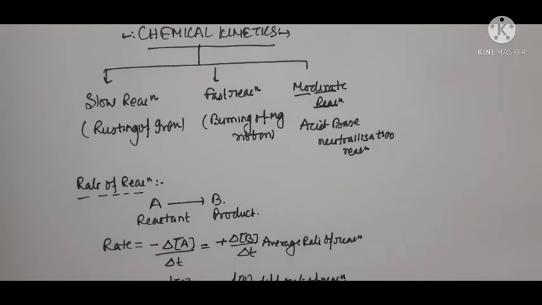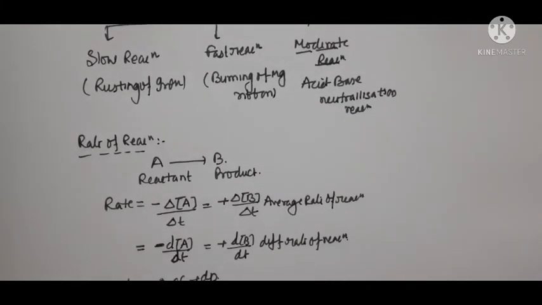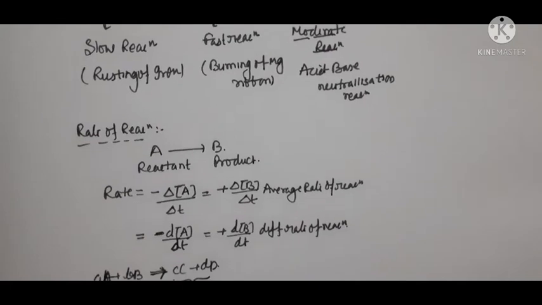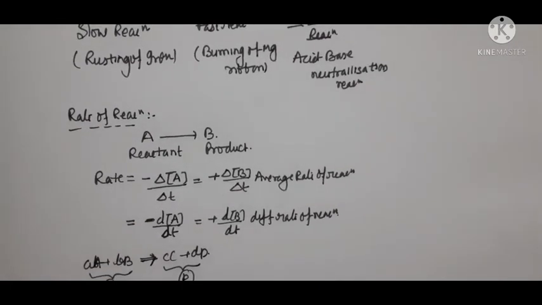Now move on to the next topic, that is rate of reaction. What is rate of reaction? The definition is very simple. Rate of reaction simply means decrease in the concentration of the reactant and increase in the concentration of the product with the change of time. Here I have taken an example: A transformed into B. A is considered the reactant molecule and B the product molecule.